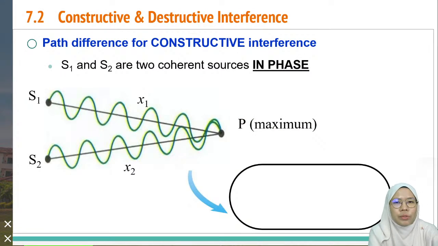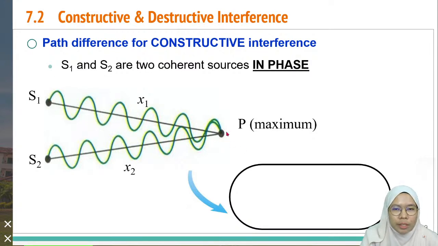First we look at the path difference for constructive interference when the two coherent sources are in phase. How do we know that they are in phase? We look at the starting point of the two sources. S1 starts with a positive cycle, the same goes for S2, so they are in phase. But we cannot use this to determine the type of interference. The type of interference depends on how they meet at a point.